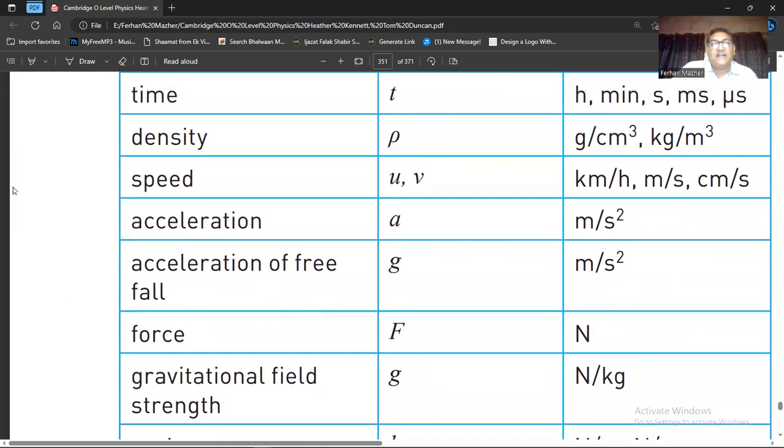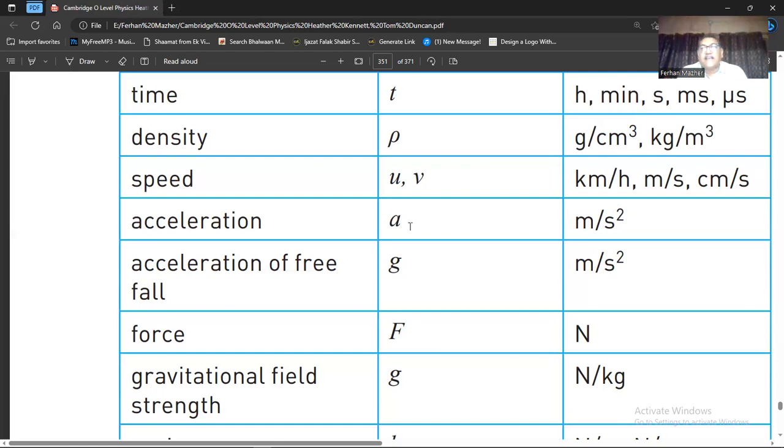Then we have density. Density is represented with this letter, we call it rho, and its units are grams per centimeter cube. Sometimes it is measured in kg per meter cube. Speed is represented with U, sometimes with V, and the units we use for this are kilometer per hour, sometimes meter per second, sometimes centimeter per second. Acceleration is represented with the small a, and its unit is meter per second square. Acceleration of free fall is represented with the small g. Its unit is also meter per second square.